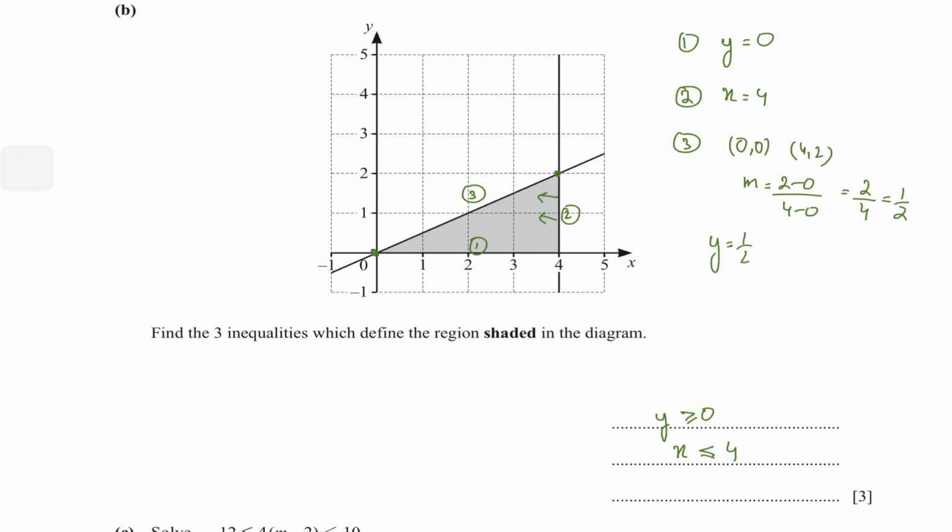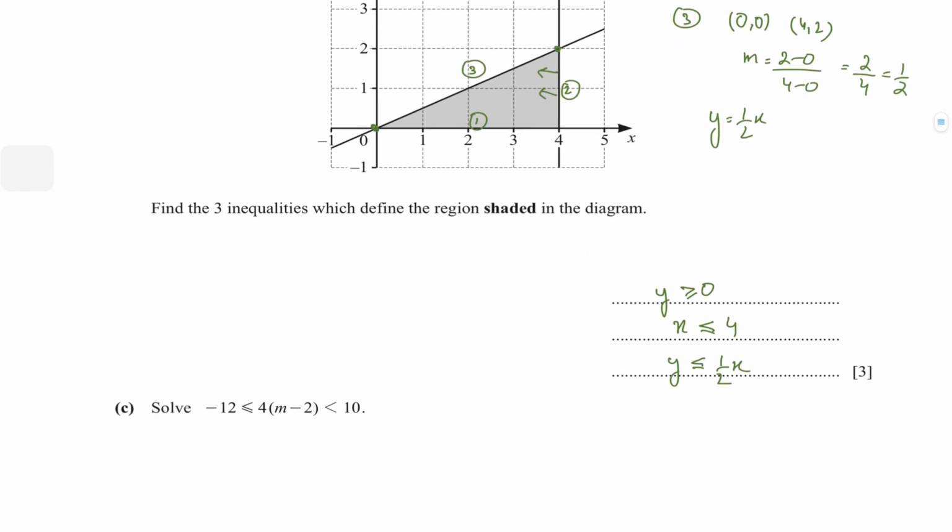So y is equal to half x plus c. Now c is 0, so I'll just ignore that. And there you have it. This is the equation. Now the region that we want, the shaded region, is below the line. So it is going to be y is less than or equal to half x. So there we have it. Question number 3, part B is solved.